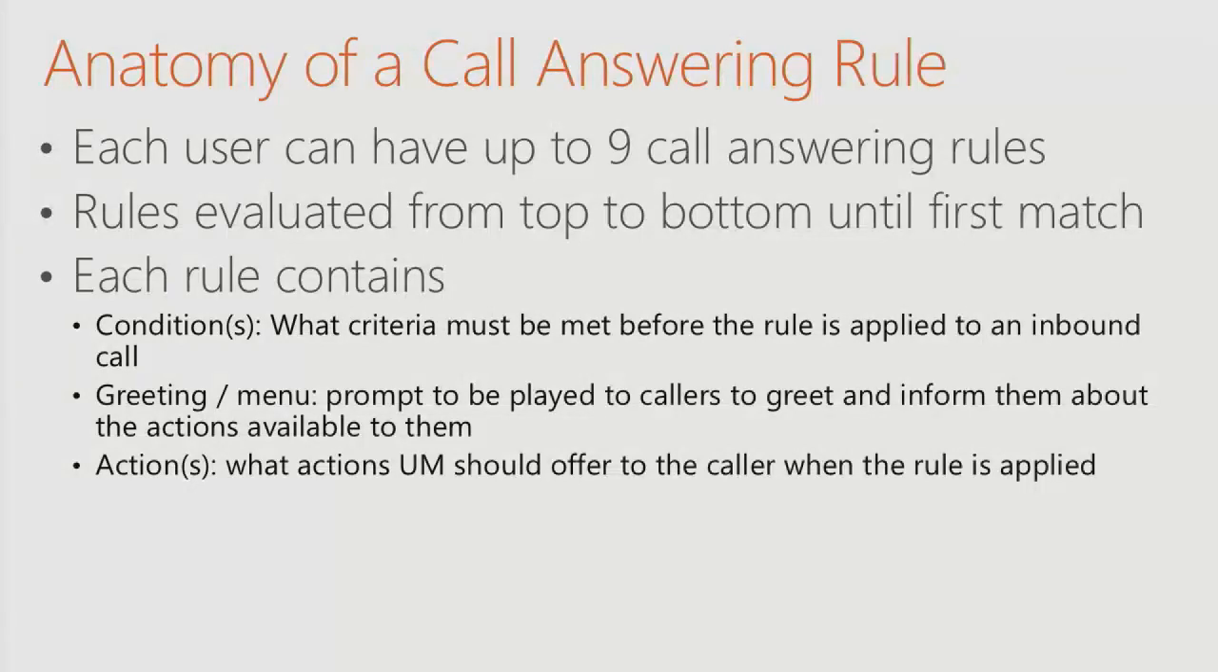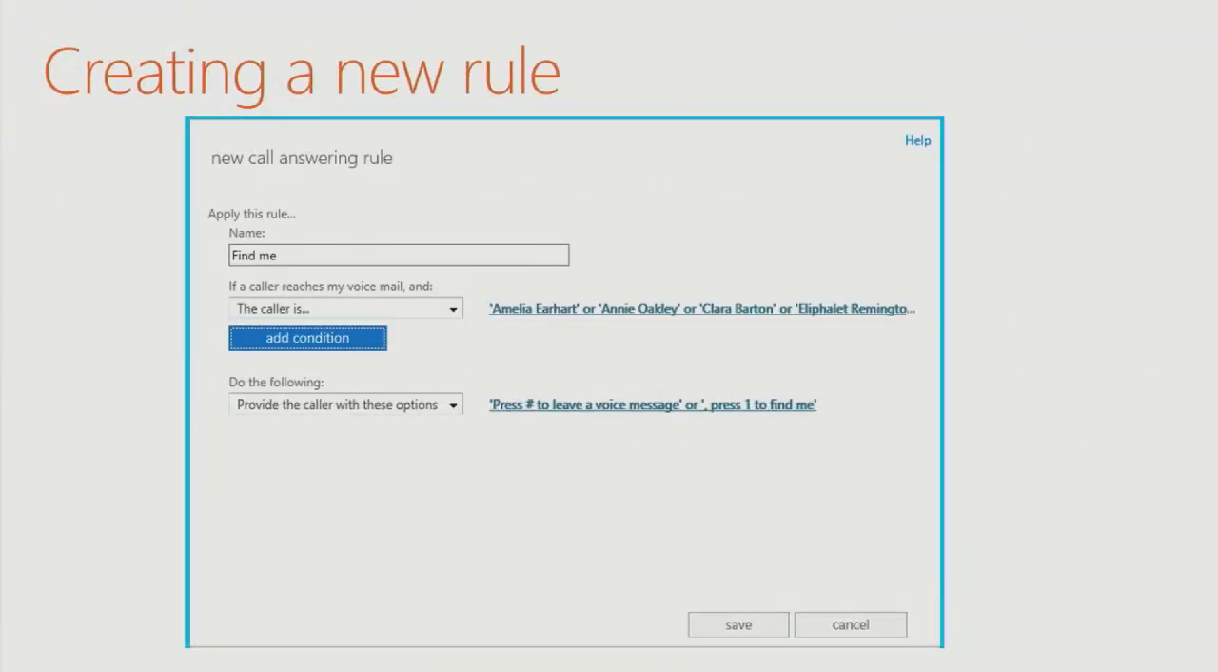The rule itself has 3 parts. It's got 1 or more conditions that determine whether or not that rule will be matched when something happens. It's got an action, which is what's supposed to happen when the conditions match. And it's got a greeting or a menu, which is what you want the system to say when that call comes in. So let me show you a quick example of what this looks like.